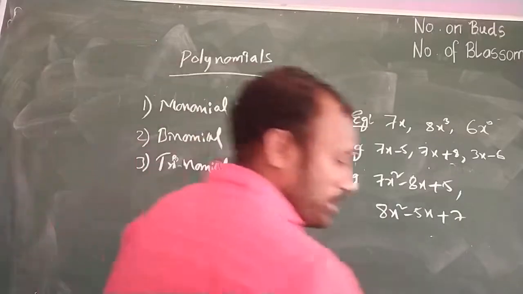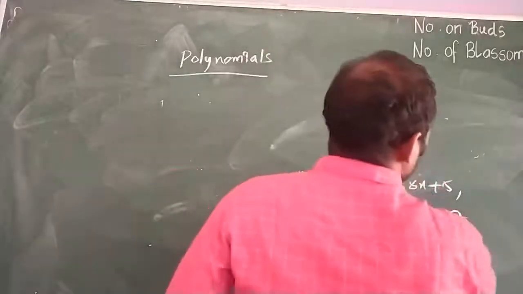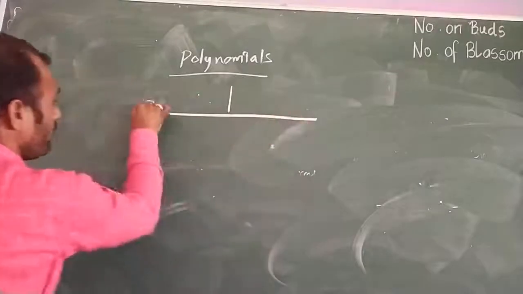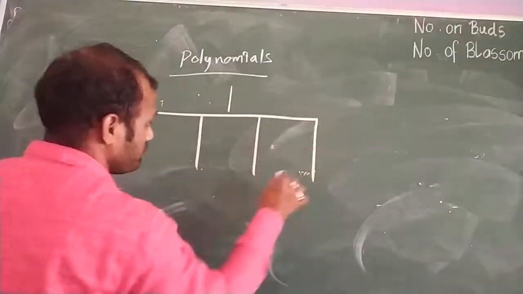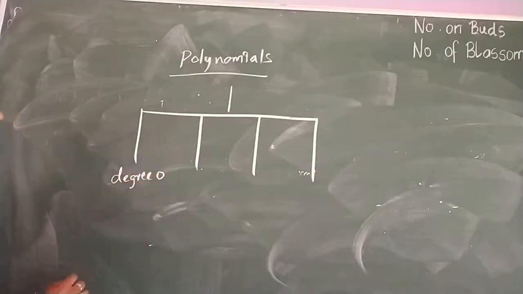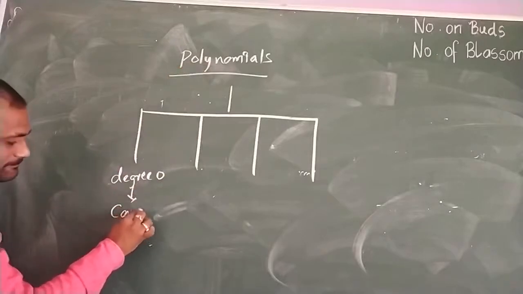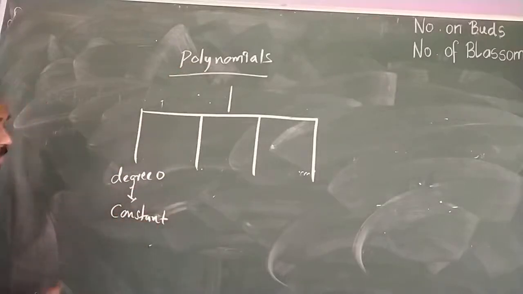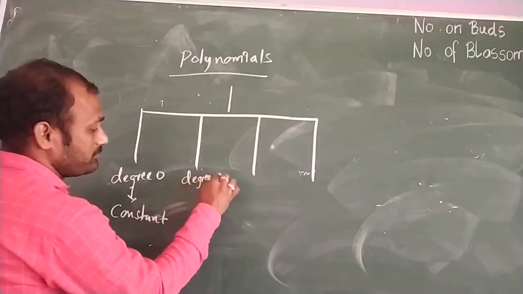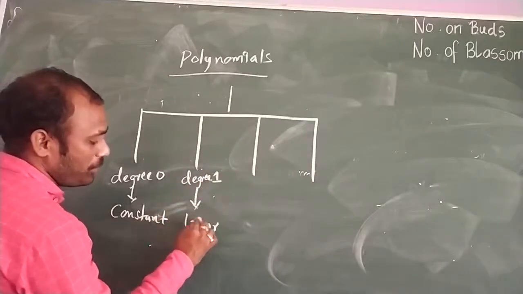Next, based on the degree also, we have various types of polynomials. Based on the degree, generally we use 4. If the degree is 0, you have to call that polynomial a constant polynomial. If the degree is 1, you have to call that polynomial a linear polynomial.